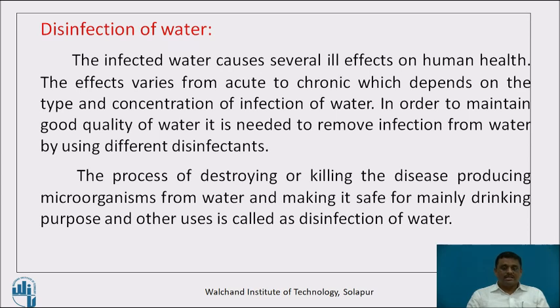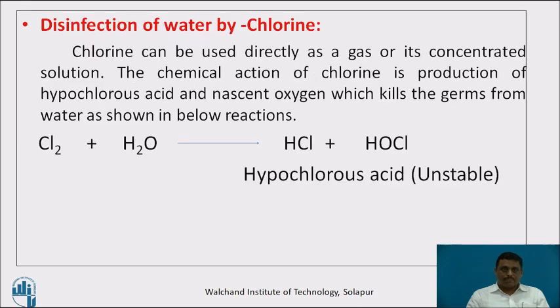So what is this process? This process mainly includes killing the disease causing organisms from water and making it safe for mainly drinking purpose and other uses, known as disinfection of water. So first we'll learn how the disinfection of water is carried out by using one of the disinfectants, that is chlorine. Here we can use chlorine solution or we can use chlorine gas. So chlorine can be used directly as a gas or its concentrated solution.